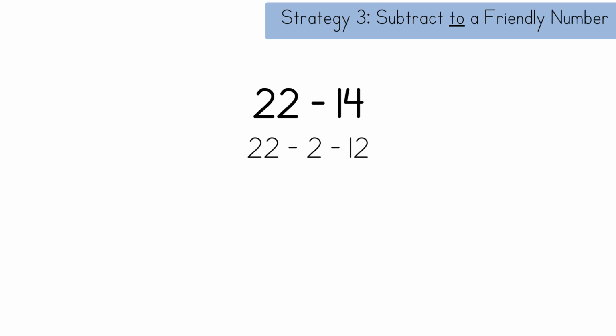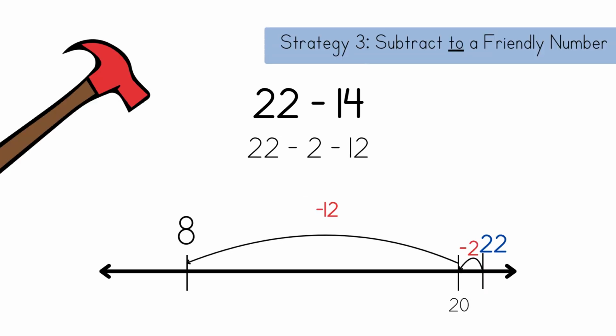I know that 14 minus 2 is 12, and I'm going to take that out. And then I'm going to do 22 minus 2, which is going to equal 20. And then I have to take away 12 still. And then I get 8. Let's look at this on a number line. I have 22, I take away 2, and now I'm at a friendly number. I'm at 20. Yay for 20, it's friendly. And then I'm going to take away another 12 to get to 8.